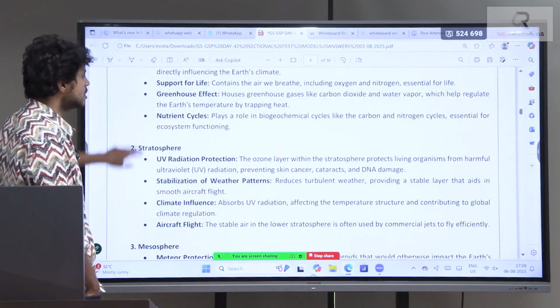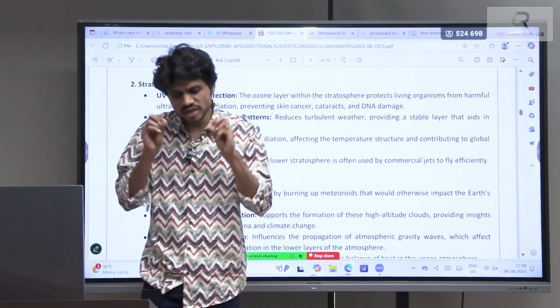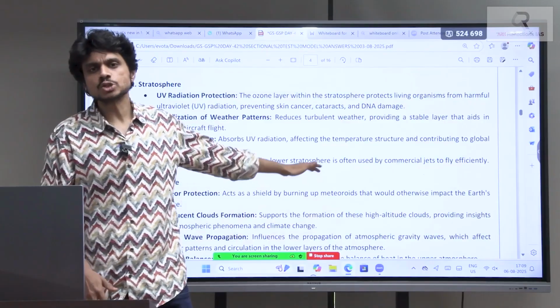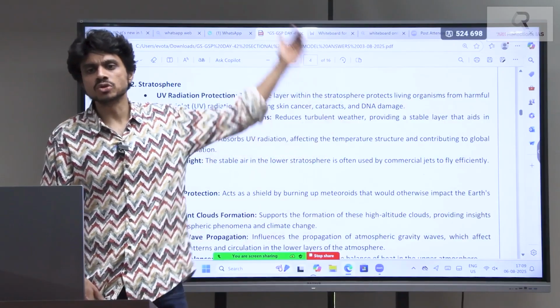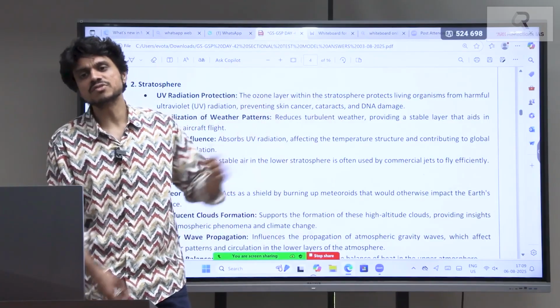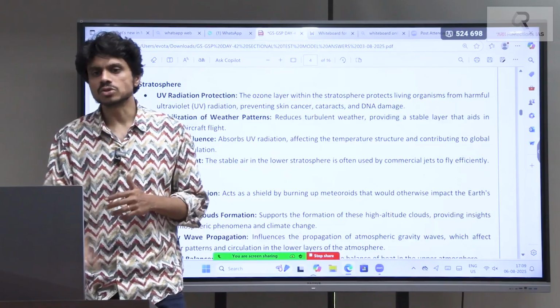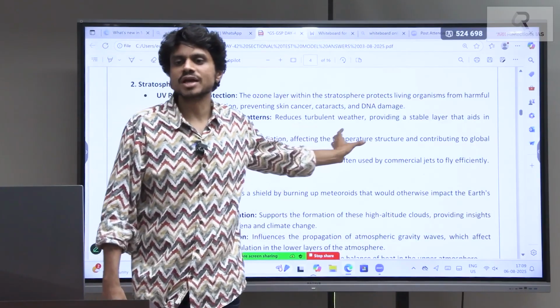In the stratosphere, because of the filtering of UV radiation from the Sun, various radiations are coming. Because of the formation of ozone in the stratosphere, UV will not be penetrating the Earth's surface. If it penetrates, it will cause skin cancer, cataract, DNA damage, all those things. So that is again an important aspect.